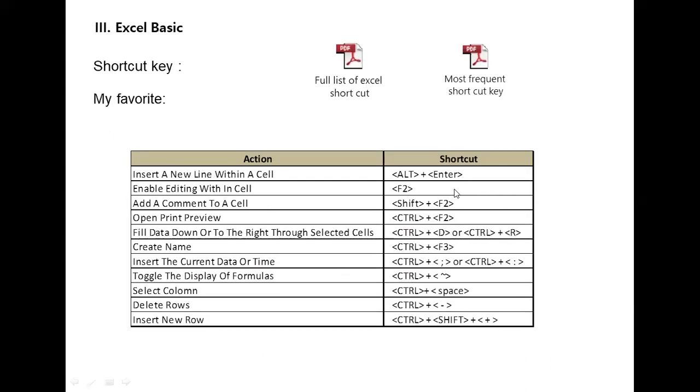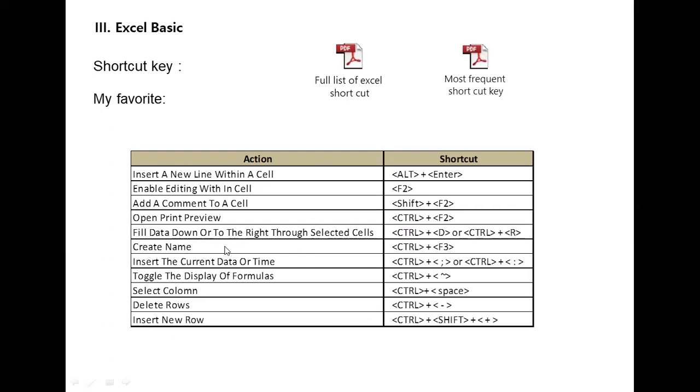Some of the favorites are there. For example, if you want to insert a new line within a cell, you can use Alt Enter. If you want to enable editing, you can click on F2. If you want to add a comment to a cell, you can click on Shift plus F2. If you want to open a print preview, then it will be Control plus F2. If you want to fill the data down, then it will be Control D.